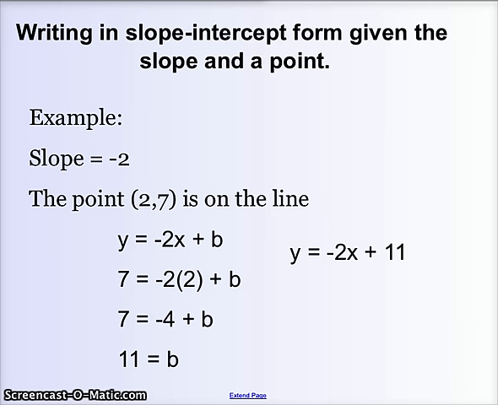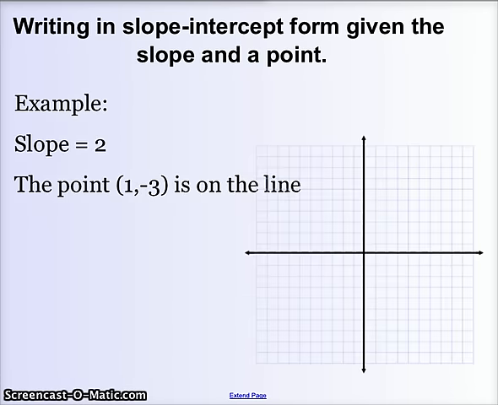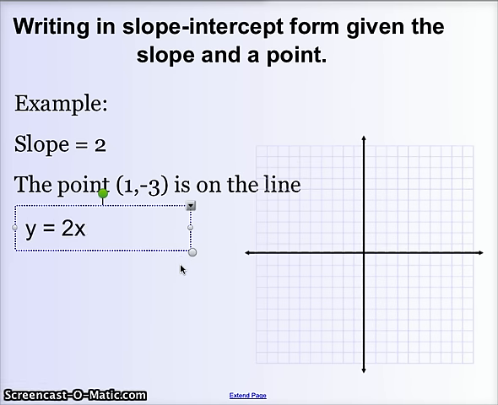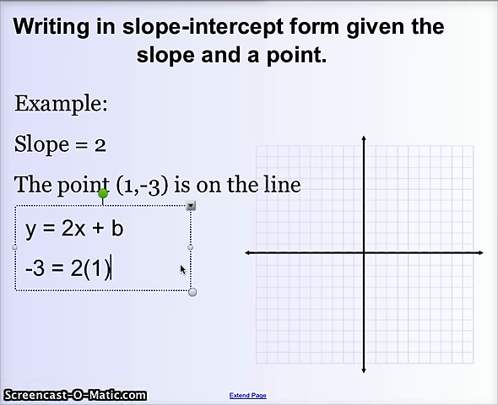Now you're going to try one. So you're told that the slope is 2 and that the point 1 comma negative 3 is on the line. Write this equation in slope-intercept form and then graph it. Pause the video here. You should have started with y equals 2x plus b. Substitute in for y and then substitute in for x to help you solve for b.